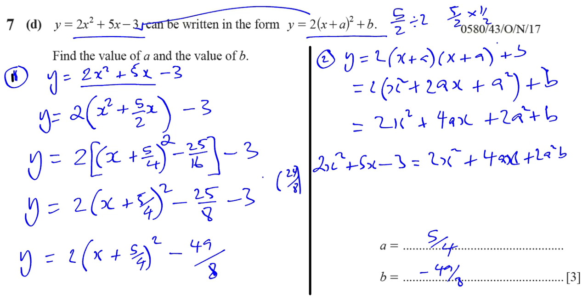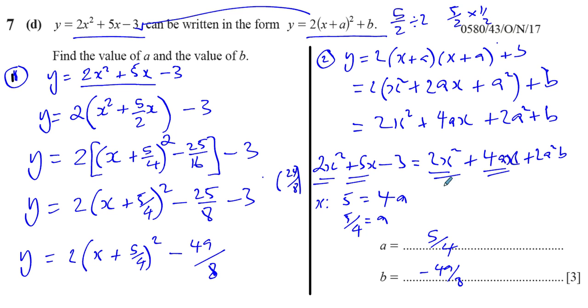If I compare the x squareds, I've got 2 and 2, that's fine. If I compare the x's, I know that my 5 must be the same as 4a, because if these are the same, then they have the same coefficient, so 4a must be 5. If 4a equals 5, then a is equal to 5 over 4, which is exactly what we got from completing the square.